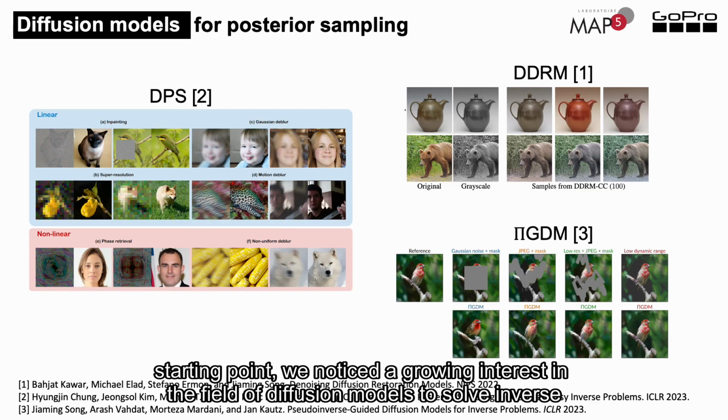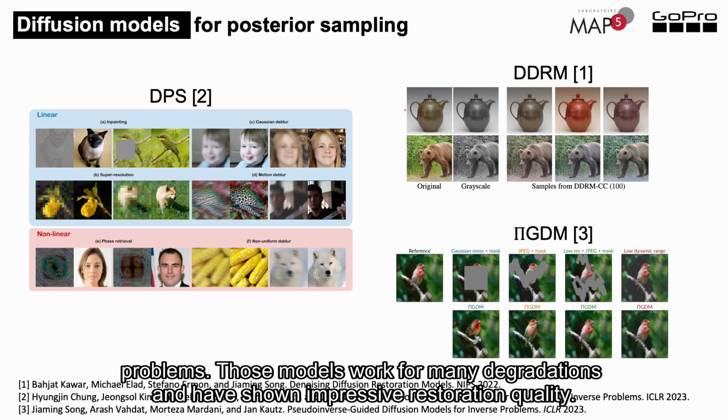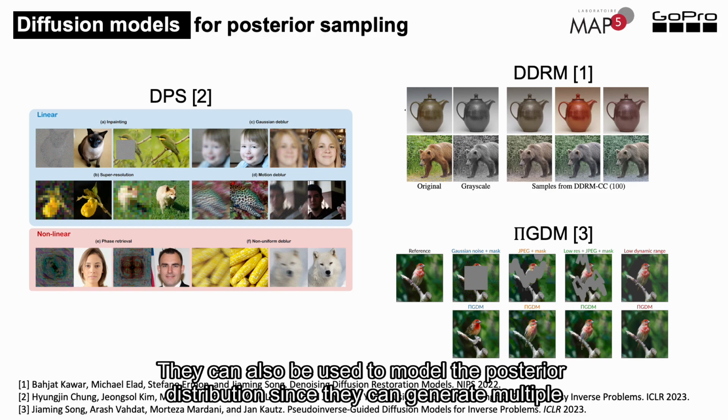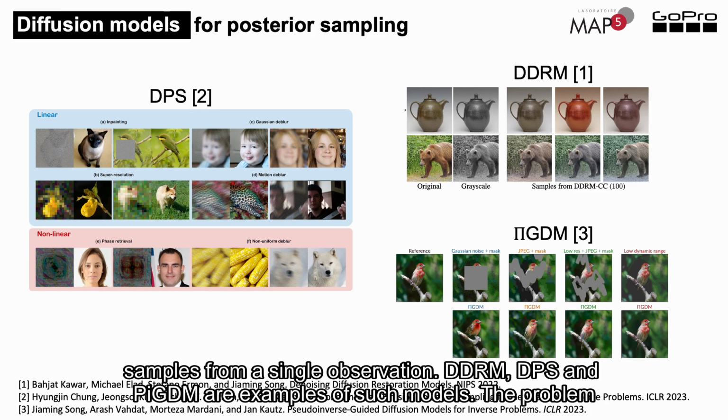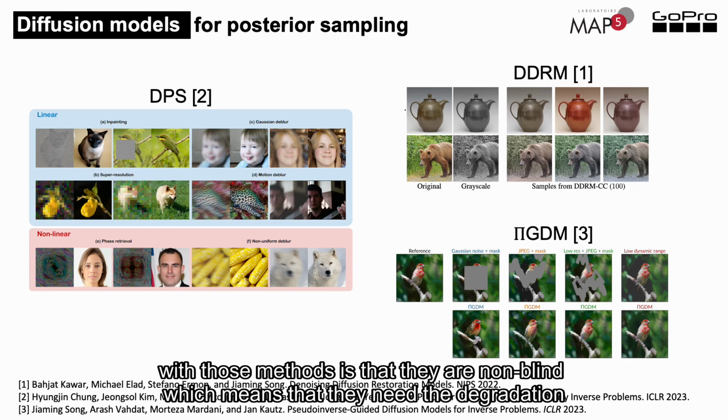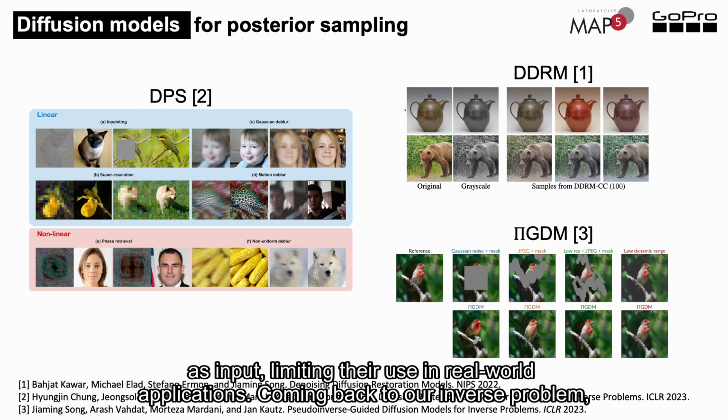As a starting point, we noticed a growing interest in the field of diffusion models to solve inverse problems. Those models work for many degradations and have shown impressive restoration quality. They can also be used to model the posterior distribution since they can generate multiple samples from a single observation. DDRM, DPS, and PGDM are examples of such models. The problem with those methods is that they are non-blind, which means that they need the degradation as input, limiting their use in real-world applications.